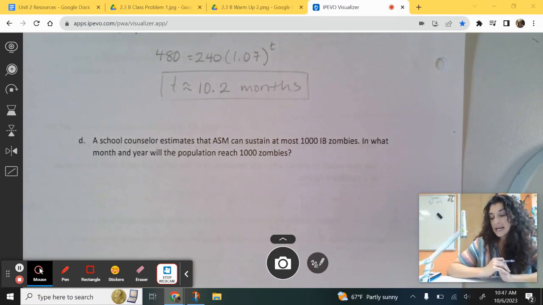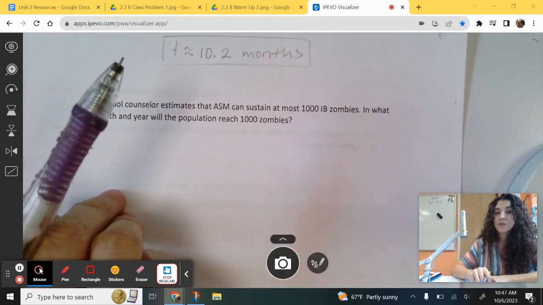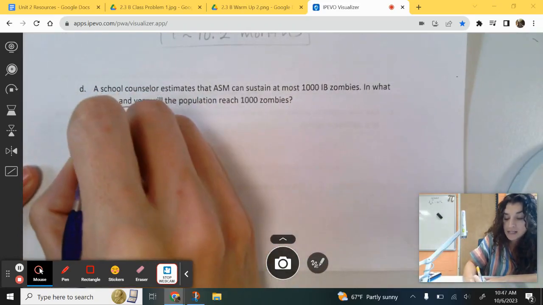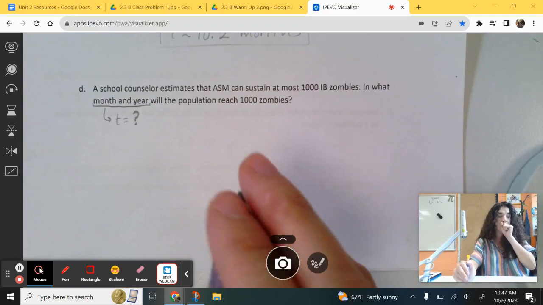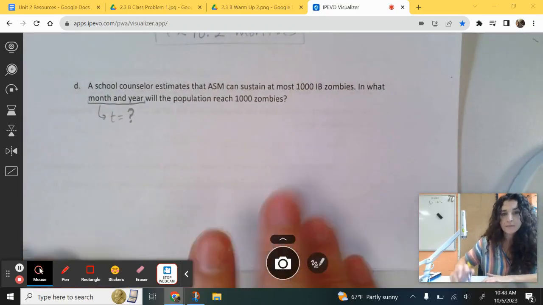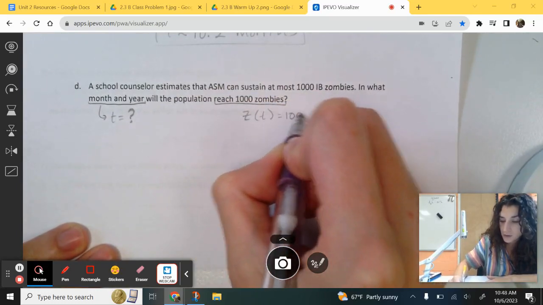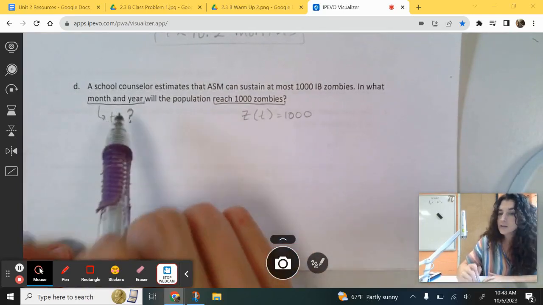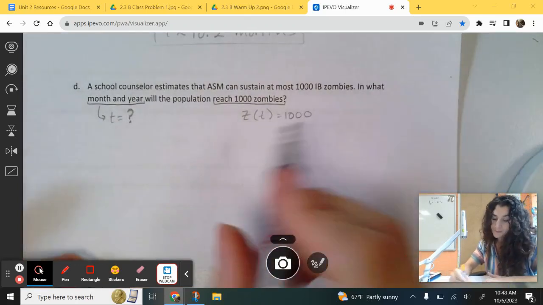A school counselor estimates that ASM can sustain at most 1,000 IB zombies. In what month and year will the population reach 1,000 zombies? So break down what you have. We want to solve for time. We want to be specific about the time. So we'll know that that is a warning to future us that we have to answer the problem appropriately. And we know that the zombies will be equal to 1,000. Go ahead and solve for T, not necessarily solve for the problem. So I just want you to solve for T, and then we can talk about how we turn this into month and year.